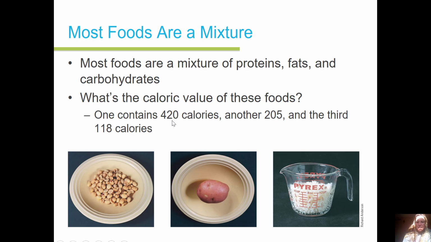The one that has the lowest amount of calories is actually the baked potato, okay? Those are caloric bargains, and the rice is going to be just a little bit higher with the 205.